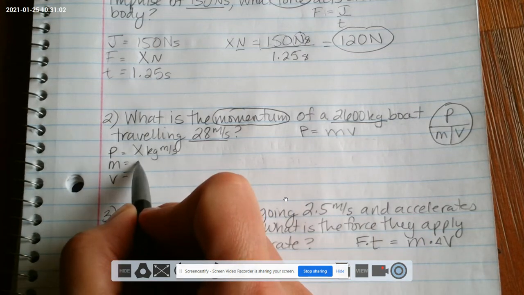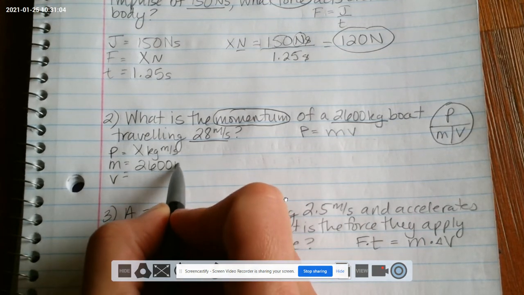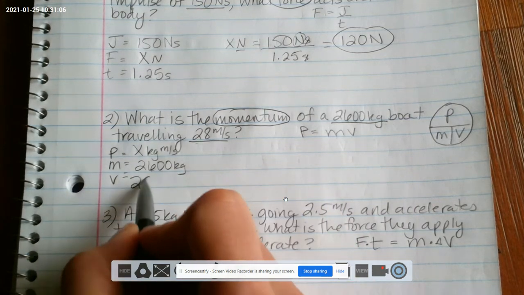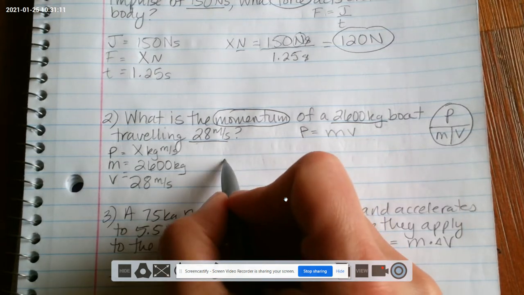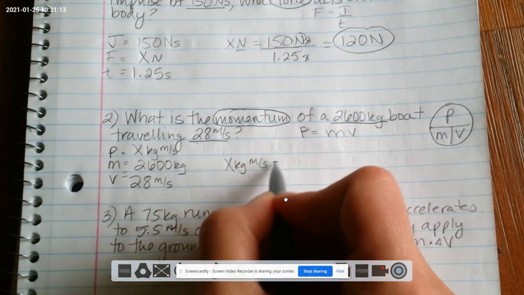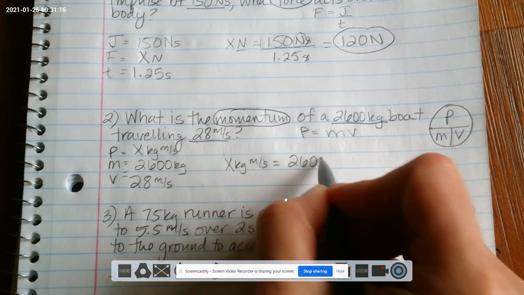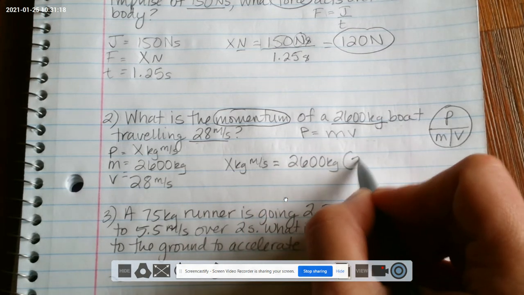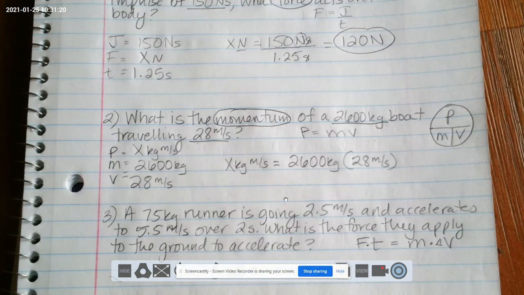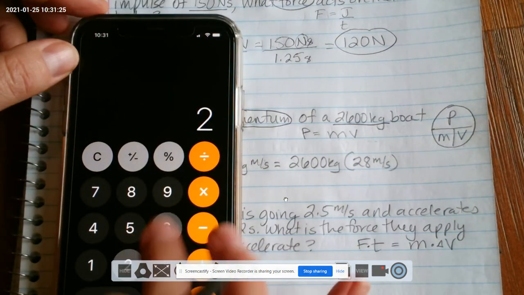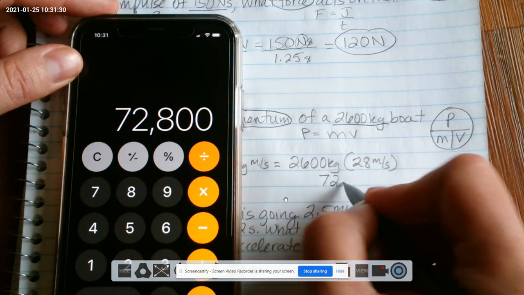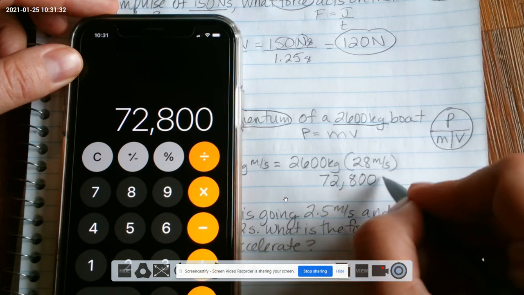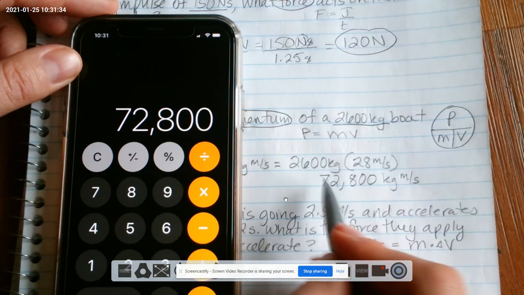Our mass is given to us at 2,600 kilograms, and our velocity is 28 meters per second. So now we just plug it into the equation. X kilograms meters per second equals my mass, 2,600 kilograms, times my velocity, 28 meters per second. Now I just have to multiply 2,600 times 28 equals 72,800 kilograms meters per second. Kilograms times the meters per second.